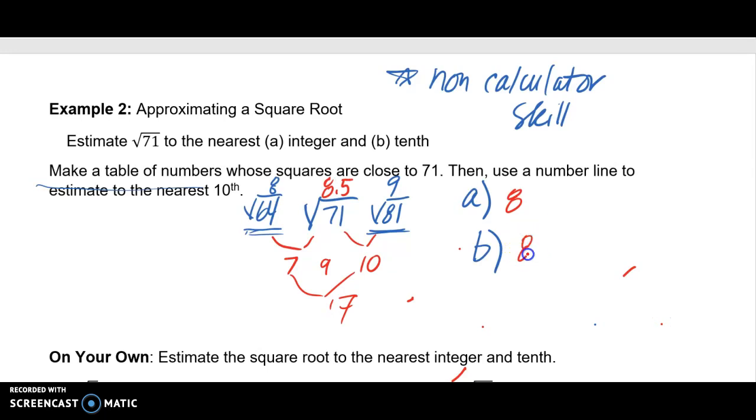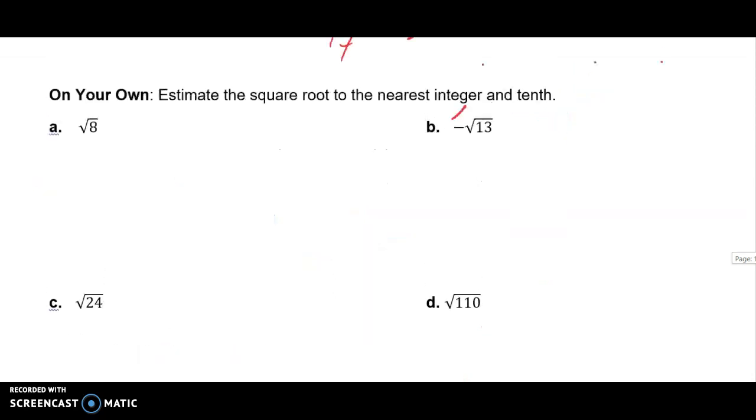So therefore, I'm going to approximate it. It looks like it's a little bit less than half. So I'm going to say it's about 8.4, and maybe it would be even 8.3, but 8.4 is a pretty good approximation there. Again, that's a tougher skill, and you can always check that on your calculator to see how it works.